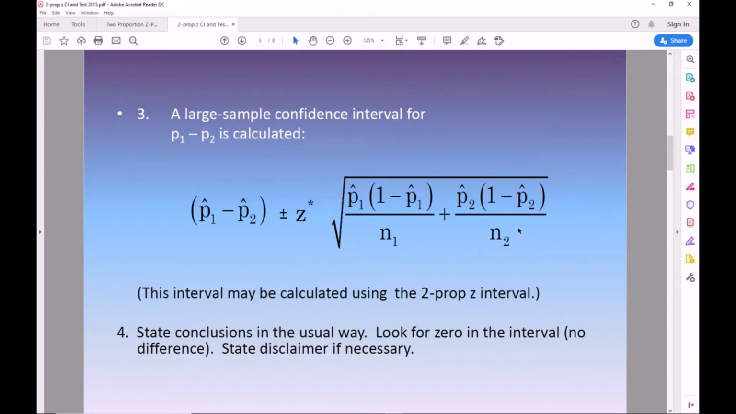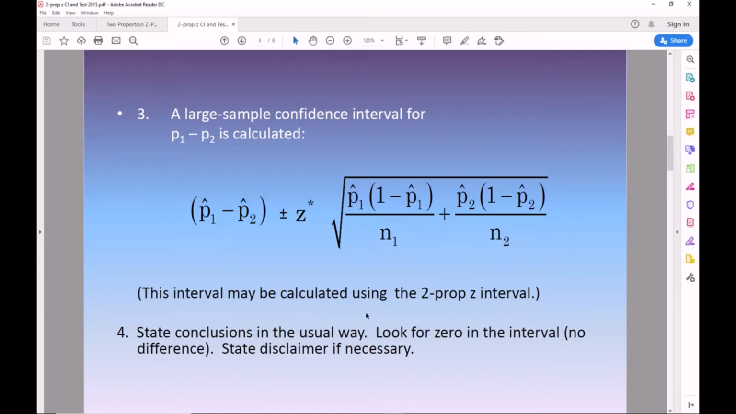And you can see the blending of these two proportions into one sampling distribution, or at least one standard error of that sampling distribution. So yeah, we're going to do this on a calculator, and you don't have to worry about any of this stuff, all right? State the conclusions. We're 95% confident that the true difference in the blah, blah, blah proportions, all that kind of stuff, right?